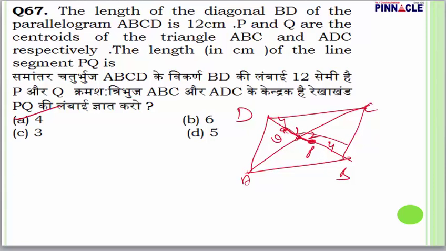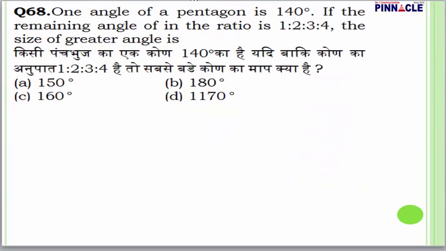Well, this is 16, this is 6 and this is 6, 12 would be the value of BD, and this would be then 2 and this would be 2, 2 plus 2, 4. Difference, this value would be, segment would be 4. Next question, question number 68.